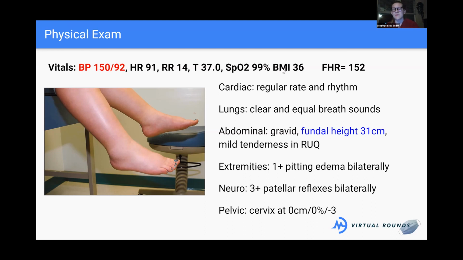We do notice that her BMI is 36, so she is classified as obese by the BMI calculation. And she also has a fetal heart rate of 152. So it's a little bit interesting with pregnant patients because we not only are caring for the mother, but also the baby. And so we also want to pay attention to and be tracking the fetal heart rate.